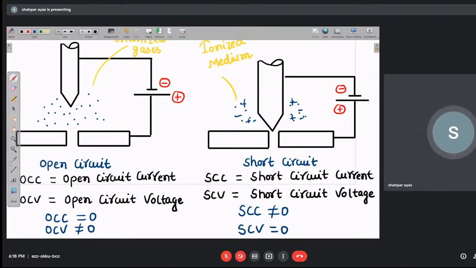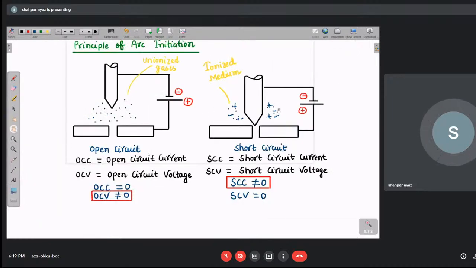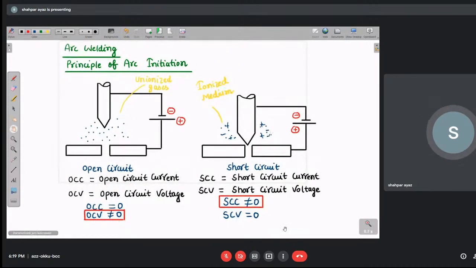So these two play a very important role, my dear: open circuit voltage, which is non-zero, and short circuit current. These two play a very important role. Remember, guys, the principle of arc initiation. This is your unionized gases. This is your ionized gases, ionized medium. Clear, all of you?